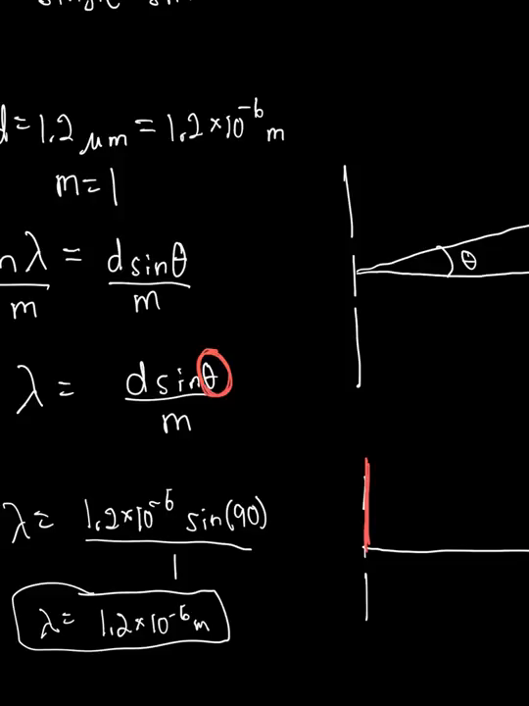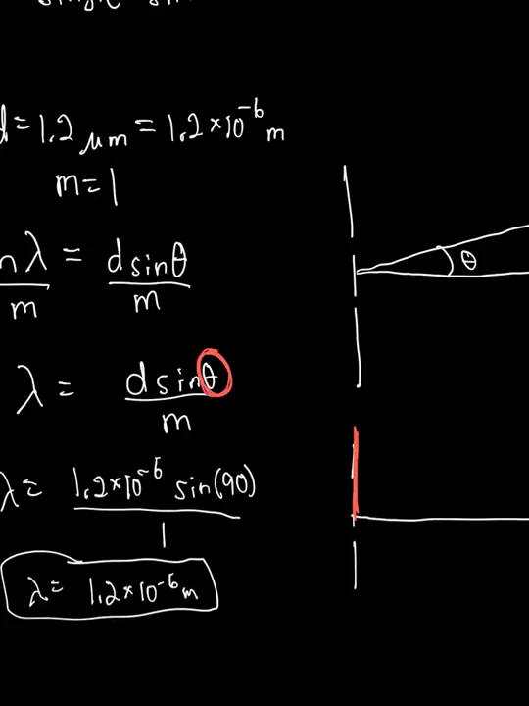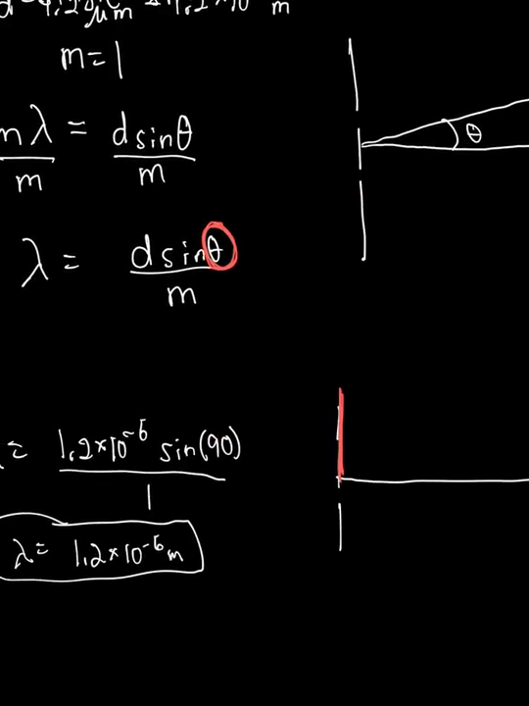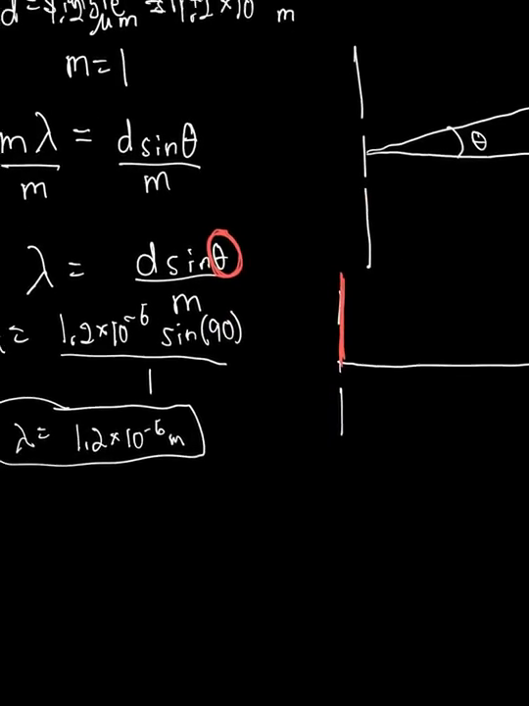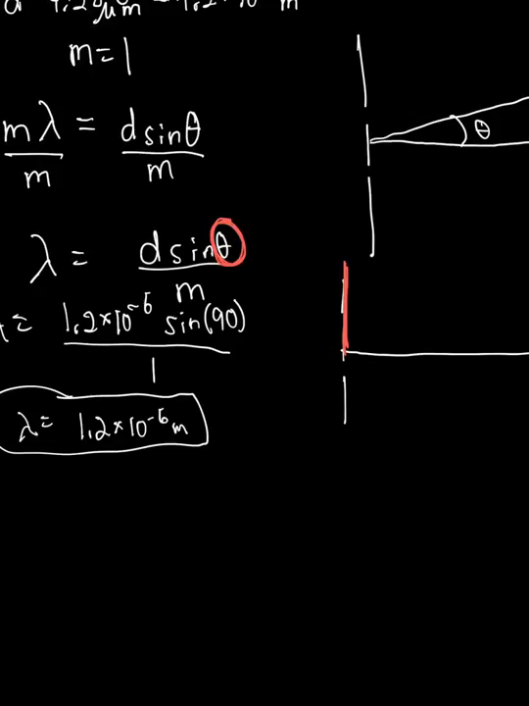Then they also ask us, is this in the visible range? So what is the visible range of wavelengths? And we remember that from the reading. 380 to 760. Sure. Visible is about 400 to 700 nanometers.